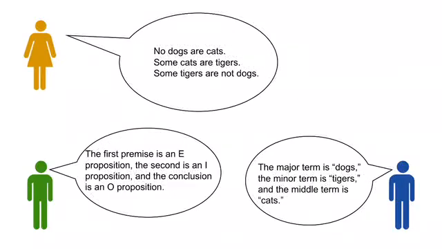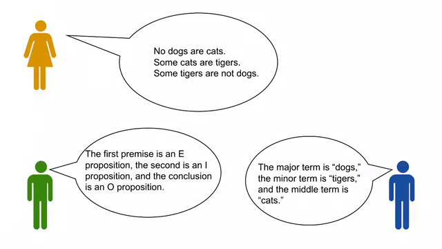And so logic teacher starts off, she says, no dogs are cats. Some cats are tigers. Some tigers are not dogs. The little guy in green says, well, the first premise is an E proposition, right? We know that's a universal negative. The second is an I proposition. And then the conclusion is an O proposition. You might want to look back at your notes to make sure you see that.